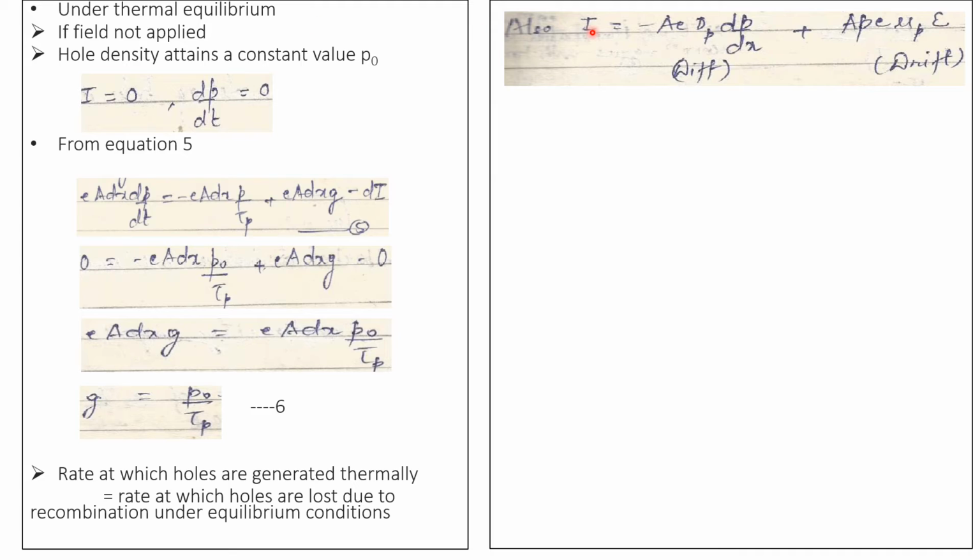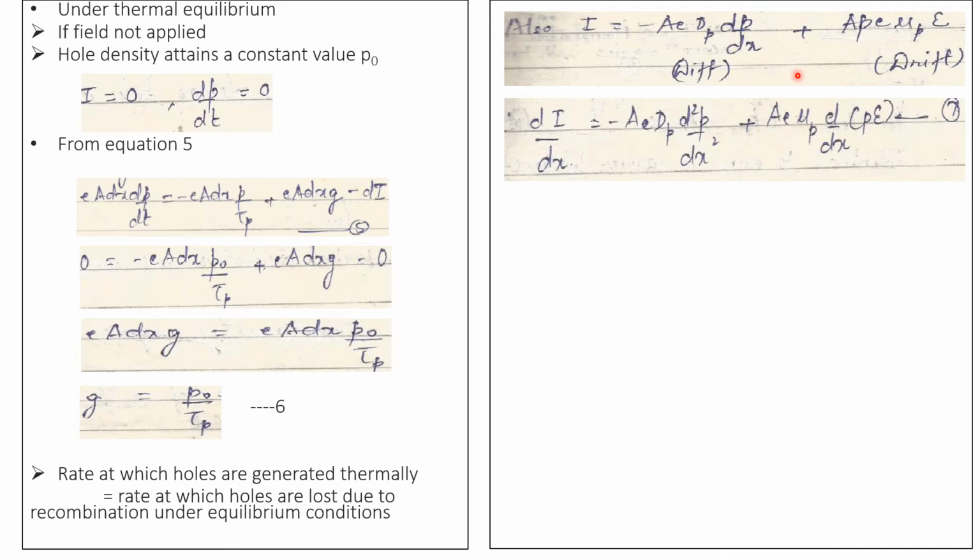Also, the current I, which we had seen in the previous video, is the sum of the diffusion current and the drift current. So that is the equation. We can differentiate this equation, so that will be dI by dx is equal to minus A e Dp into, differentiate this, that will be d square p by dx square plus A e mu p into d by dx of p epsilon. Equation 7. Epsilon is the electric field.